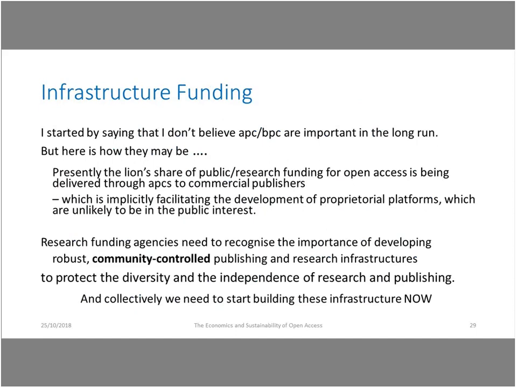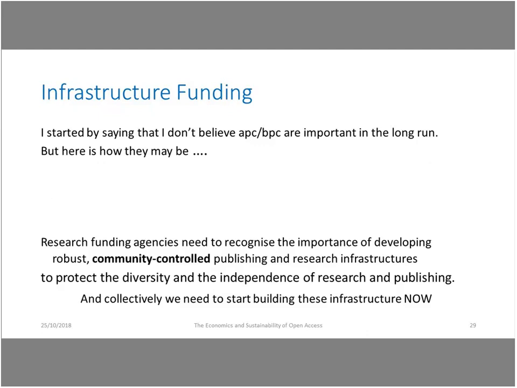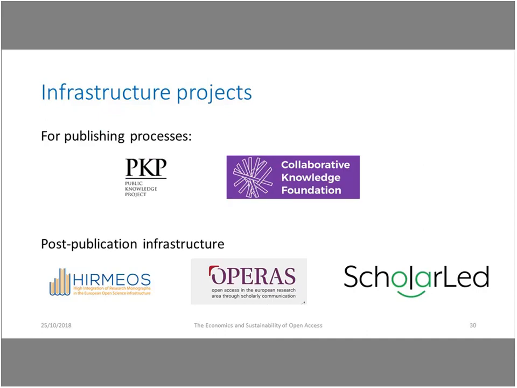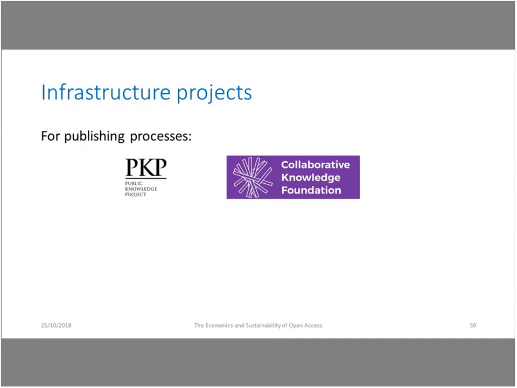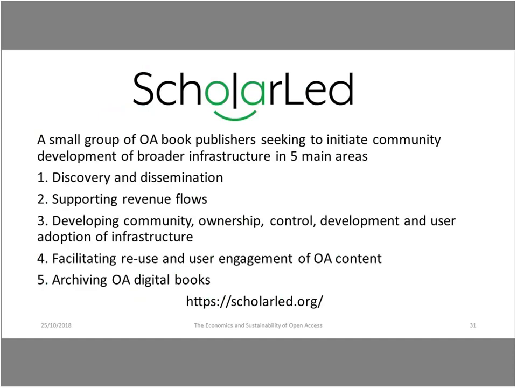Presently, as we've heard, the lion's share of the public research funding for open access has gone to the largest commercial publishers. They're the ones who have the most incentive to develop those platforms. So we have to look at how public research funding can protect us against those platforms and generate alternative processes. Some things already are doing this, so I list them there. And within a small group of open access publishers, we've started something called Scholar-Led, trying to think about how to create community infrastructure in a broader area, and there's a link to that there.